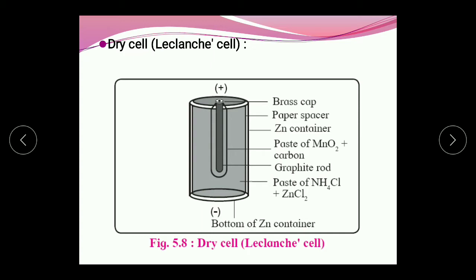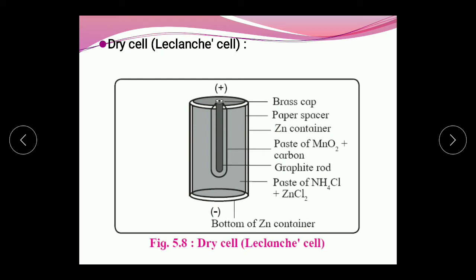This container is lined from inside with a porous paper. It is called the paper spacer. Why is it there? It separates the other material of the cell from the anode. There is an inert graphite rod at the center of the cell, which is immersed in the electrolyte paste, and this graphite rod serves as the cathode, that is, positively charged.